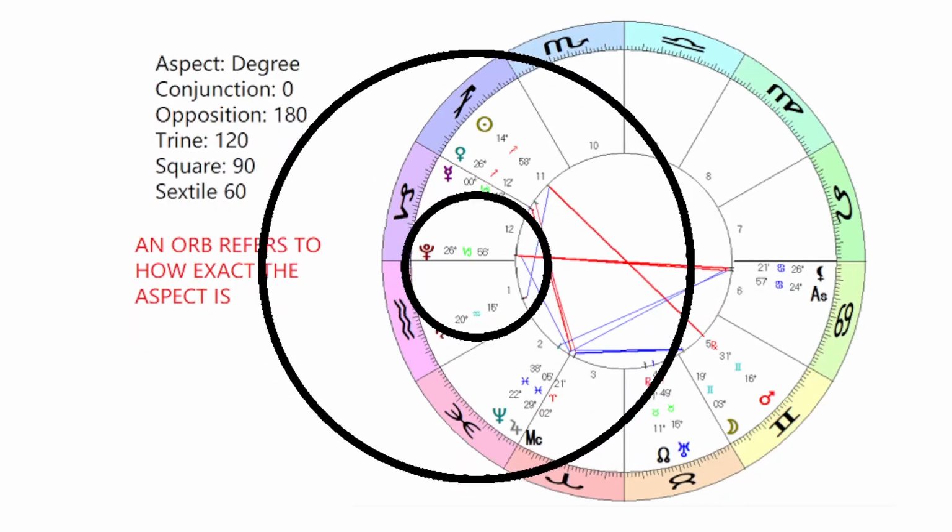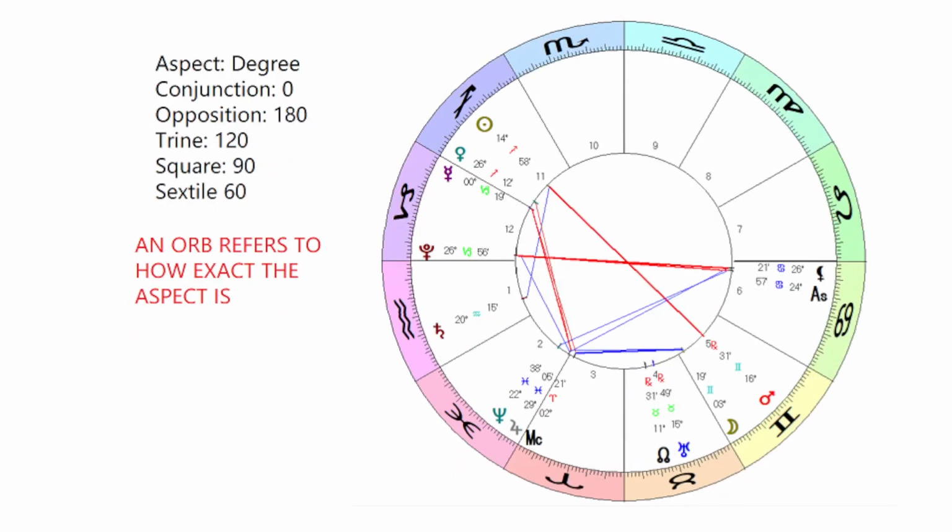An orb refers to how exact an aspect is. For example, over here we have Venus at 26 degrees Sagittarius and Mercury at 0 degrees Capricorn. They're actually 4 degrees away, because there's 4 degrees left of Sagittarius. So they're not at 0 degrees, but they're actually 4 degrees away. So they are in conjunction with a 4-degree orb.